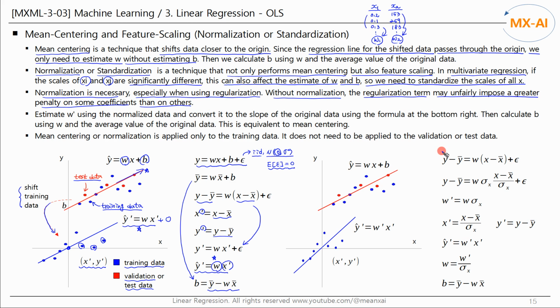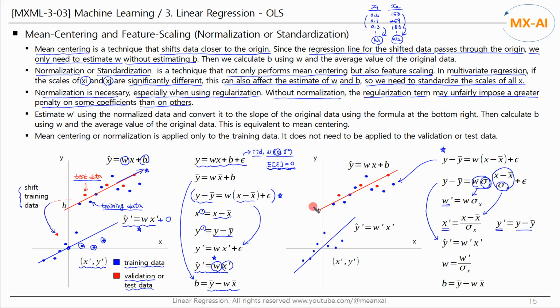Let's look at the example on the right. This equation is the third expression on the left. Multiply and divide the first term on the right side by sigma x. Replace x minus x bar over sigma x with x prime. Replace sigma x with w prime. And replace y minus y bar with y prime. Then, the estimation equation for this model can be written as follows. Again, the average of the epsilon is 0. These data points in this figure come from this model.